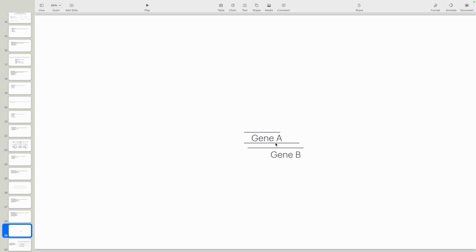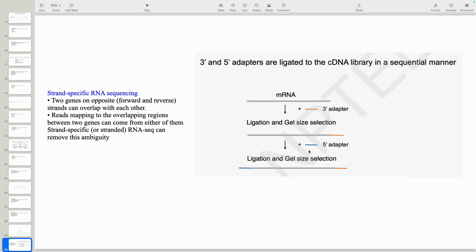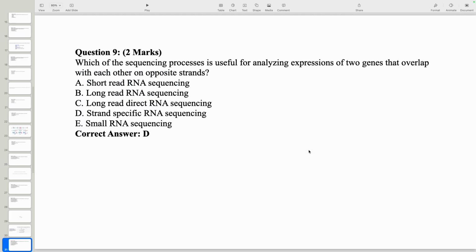We'll separate these strands, we'll make cDNA of each strand, and we will do the sequencing separately for each of the strands. So we'll have to separate these strands first, and then we will do the strand specific sequencing. So the correct option would be option D. So I hope this question is clear. If there are doubts in this question, you guys can ask me.